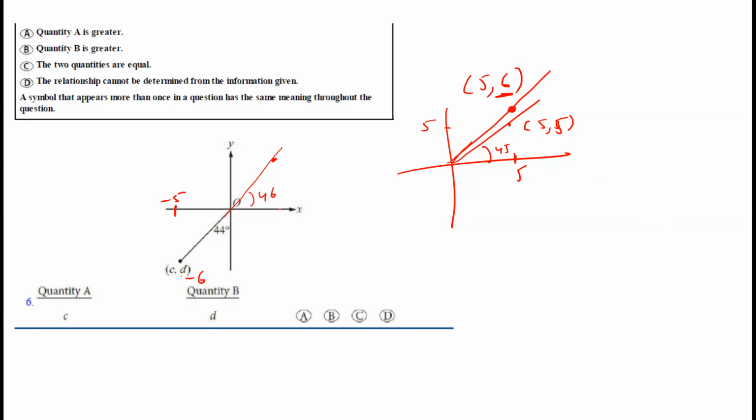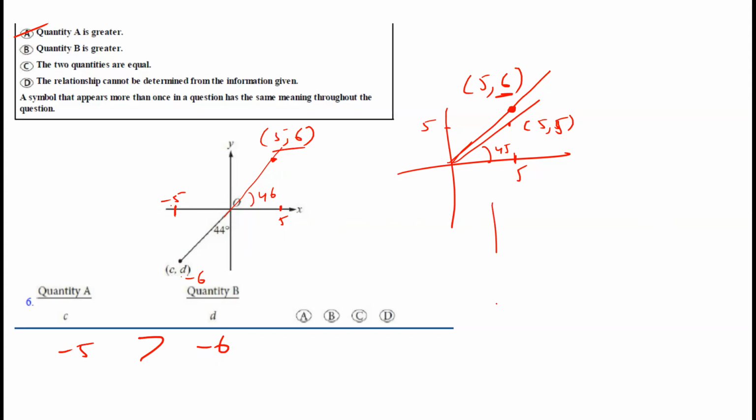If we have 5 over here, the y point would be actually more than 5. Let's suppose it's 6. If we have 5 and 6 over here, then over here it would be minus 5 and minus 6. Now we know that minus 5 is greater than minus 6. Hence option A is correct.